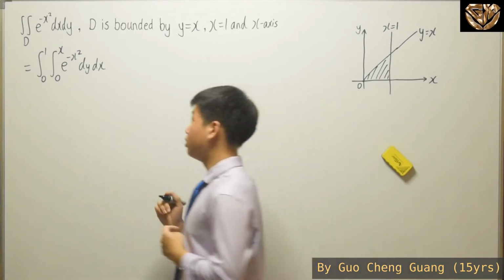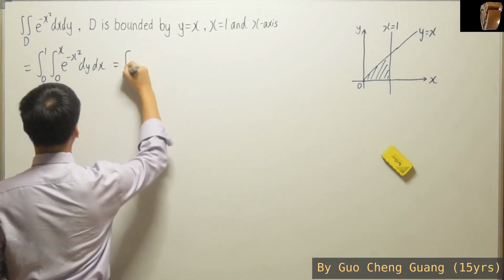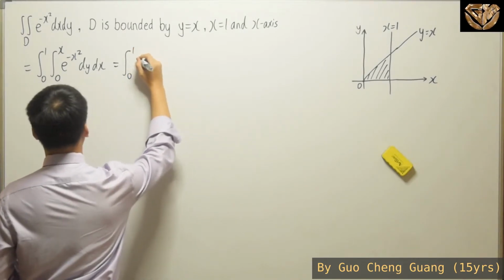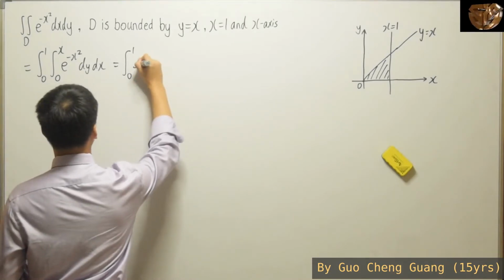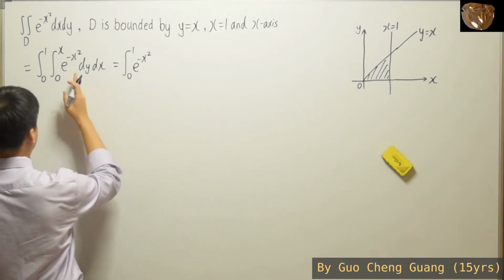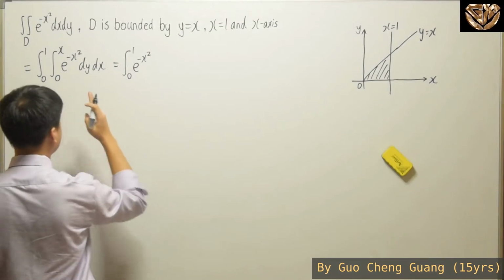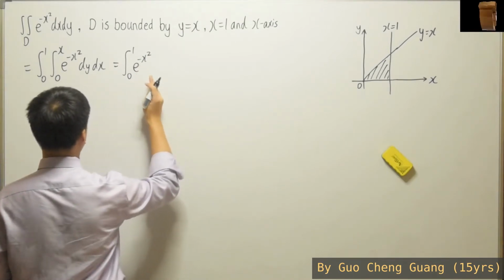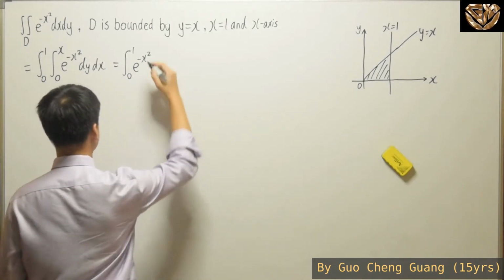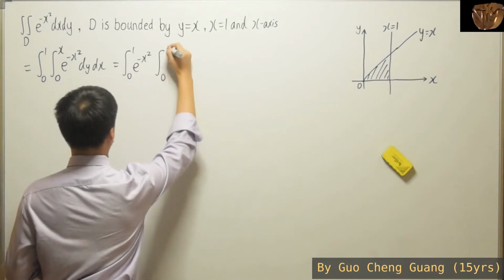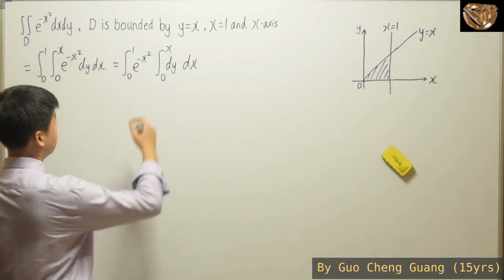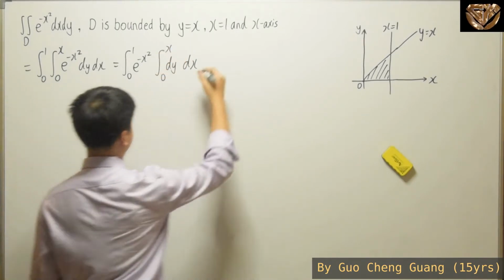Now you can change this into iterative integration, where you will be separating the terms of y and the terms of x. Right, so integrate from 0 to 1, e to the power of negative x squared. This part will pretty much be a constant when you want to integrate with respect to y, since during your integration, you would take all those terms with other variables as constants. And then you have integrate from 0 to x dy and then dx, alright?